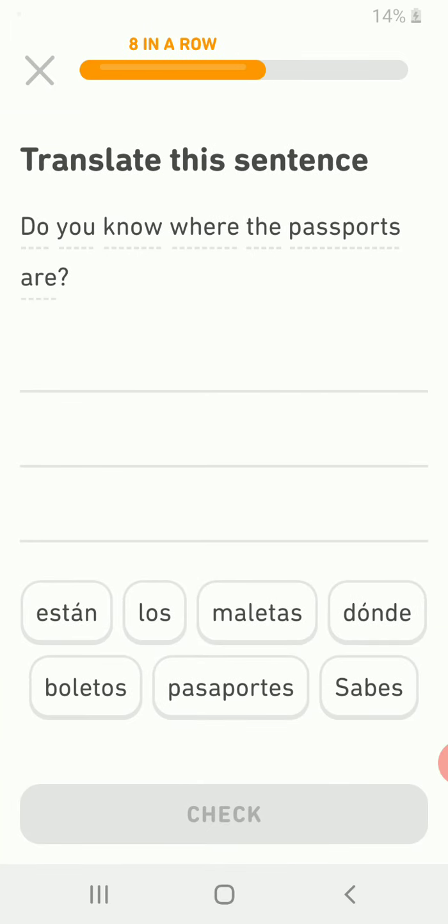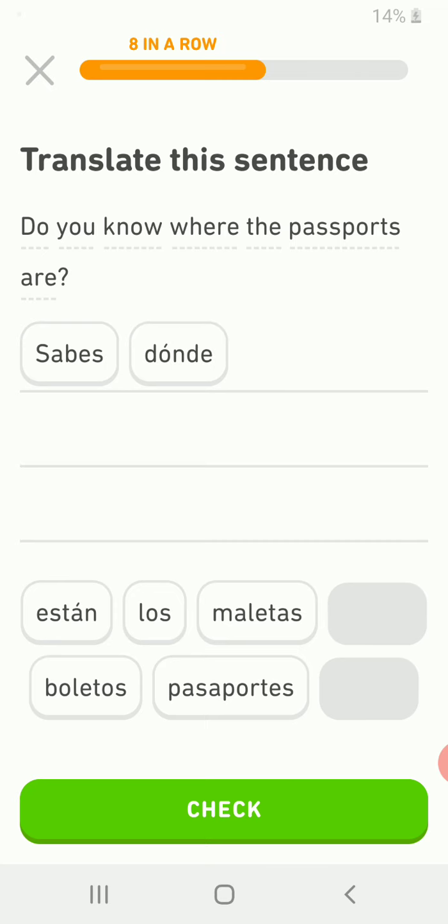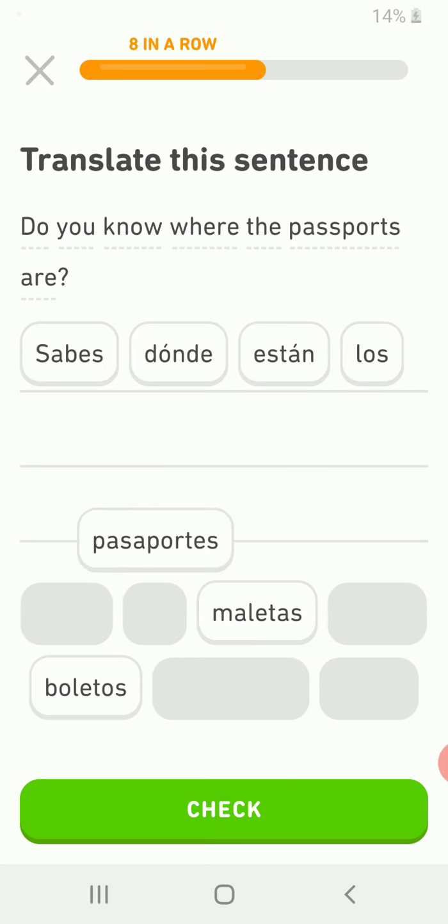And do you know where the passports are? So what does that mean? Do you know where the passports are? You'd say, ¿sabes dónde están los pasaportes?